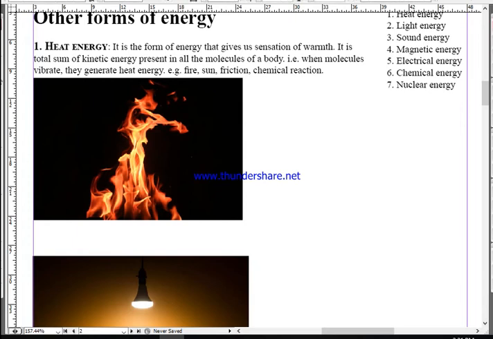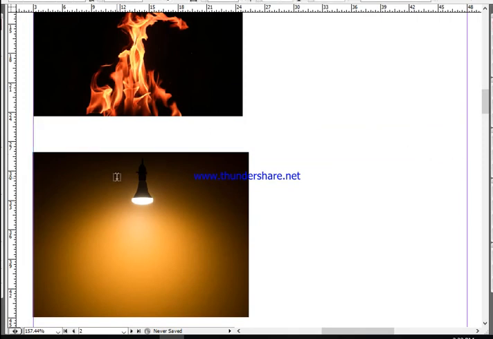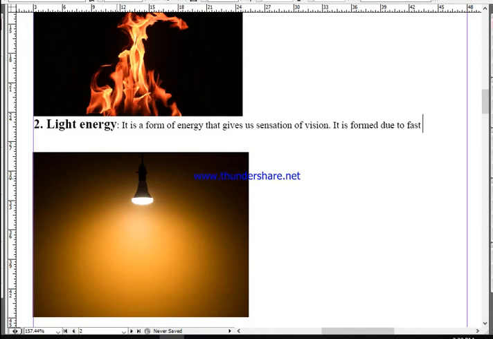Now the second one is light energy. You can see in the picture a light bulb, isn't it? Number 2, light energy. How do you define light energy? It is a form of energy that gives us the sensation of vision. It is formed due to fast moving photon particles.